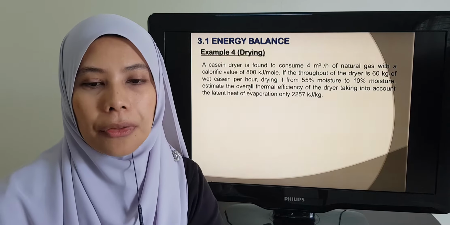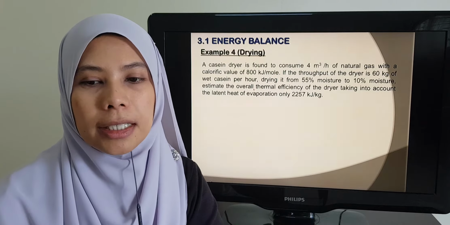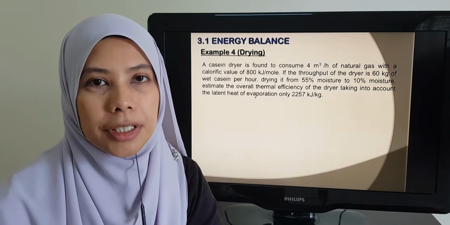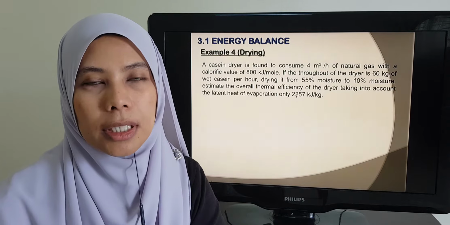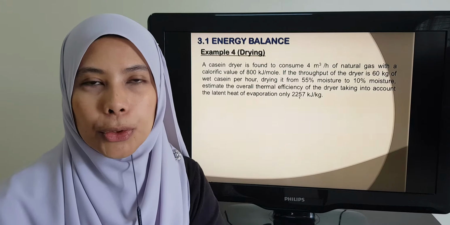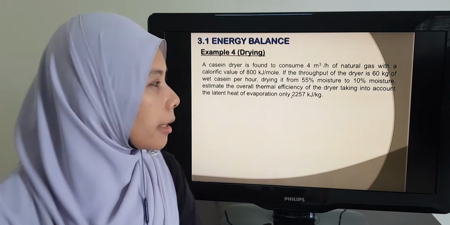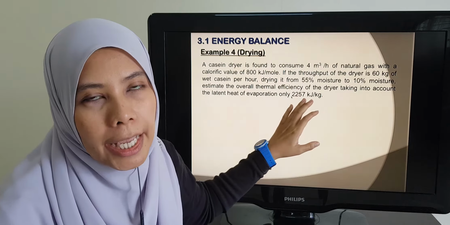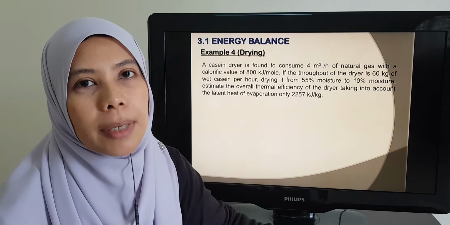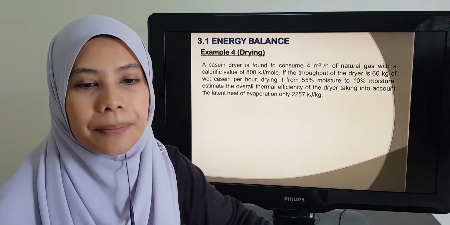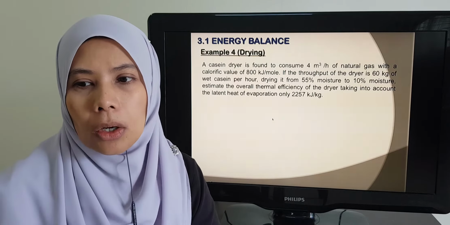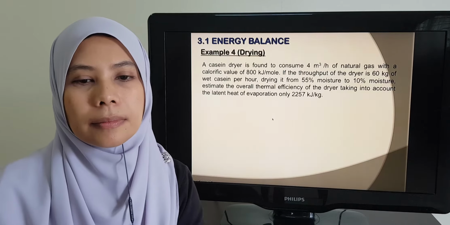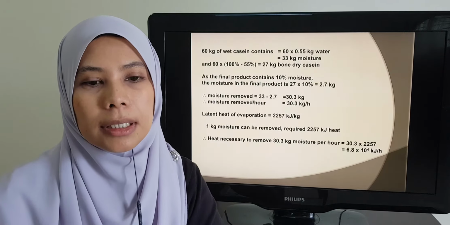Estimate the overall thermal efficiency of the dryer by taking into consideration that the latent heat of evaporation is 2,257 kilojoule per kilogram. Again, latent heat of evaporation is an enthalpy, H. H is represented by Cp times T. Okay, so now let's solve this particular example.